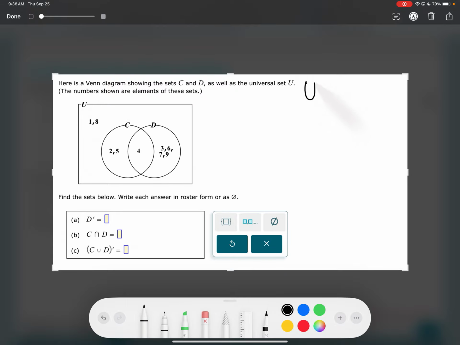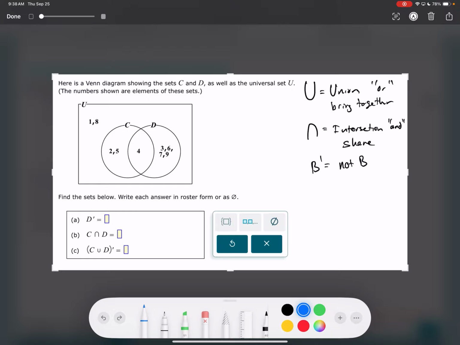Reminder of the symbols. The union symbol means or, bring together. It's what you combine them. The intersection symbol means and, it's what they share. And this symbol means not B. It's everything not in B. Everything not in B, okay? So if you need to write these out, some people are visual, some people like to see these written out. If you want to write these out, that is fine.